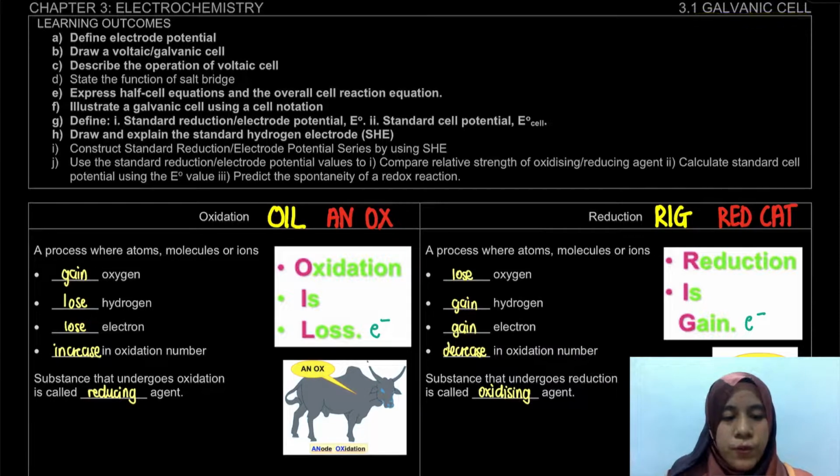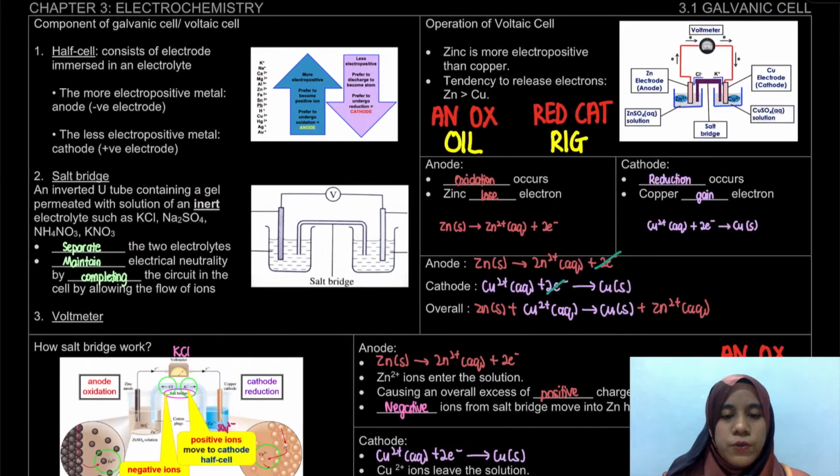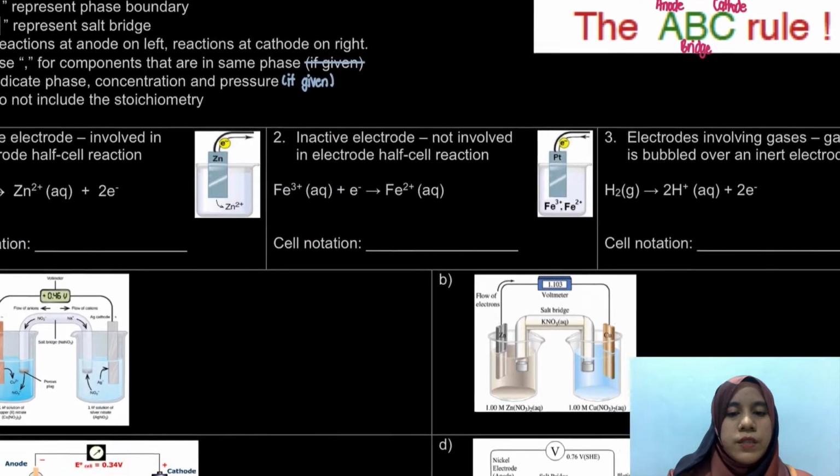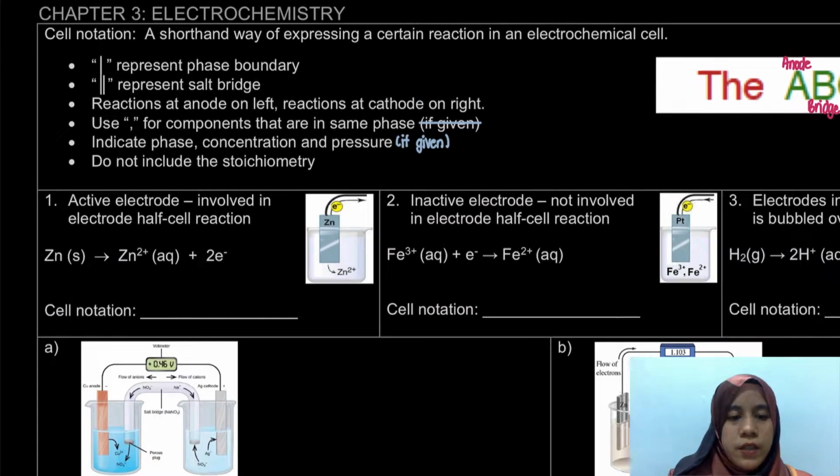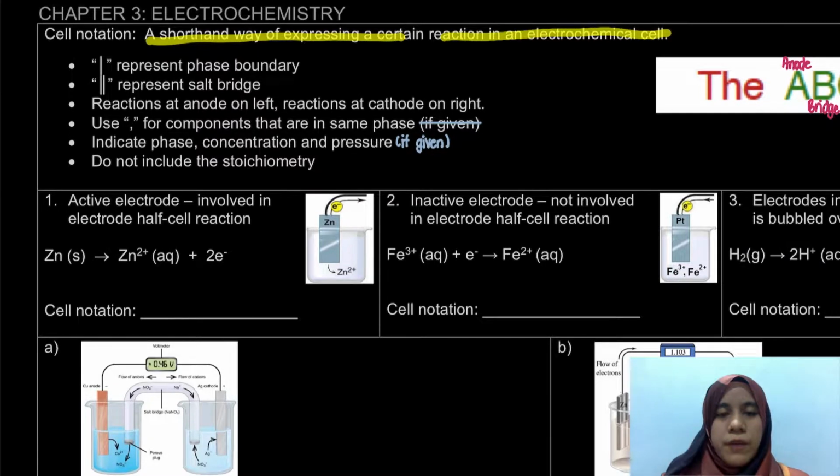In this video, we will learn to express half cell equation and the overall cell reaction equation and illustrate a galvanic cell using a cell notation. On your notes, it will be on page 3. So what is actually a cell notation? It is a shorthand way of expressing a reaction in an electrochemical cell.